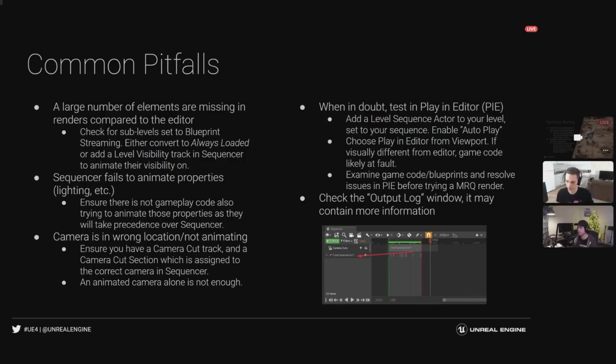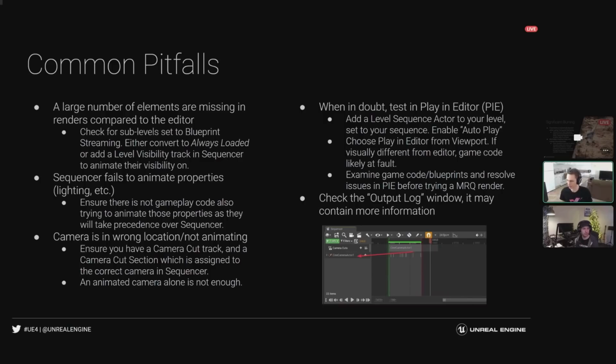If you see that your camera's in the wrong location or not animating, often that's caused by not having a camera cut track. Sometimes people end up in situations where they've added an animated camera in sequencer, and they've looked through the camera in sequencer and they say, hey, this looks great. When they go to render, it then doesn't use that camera.